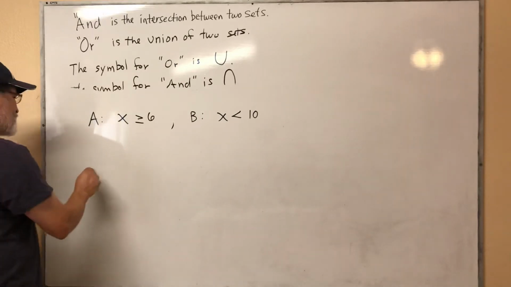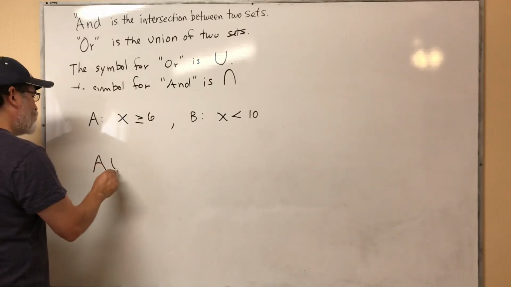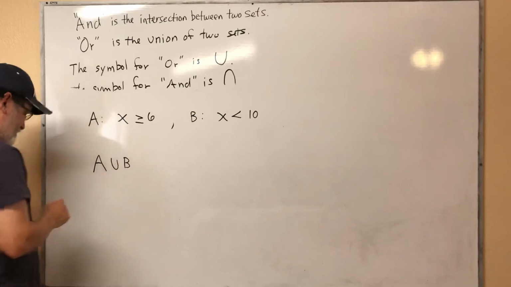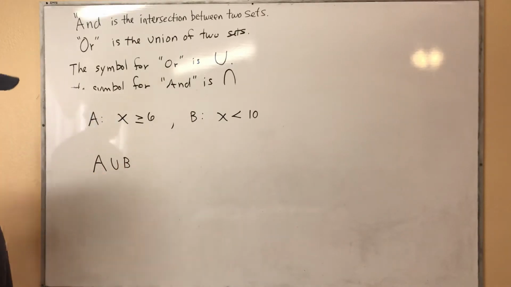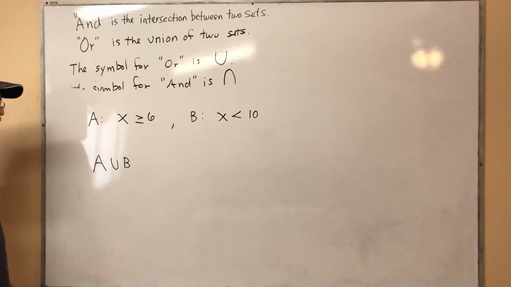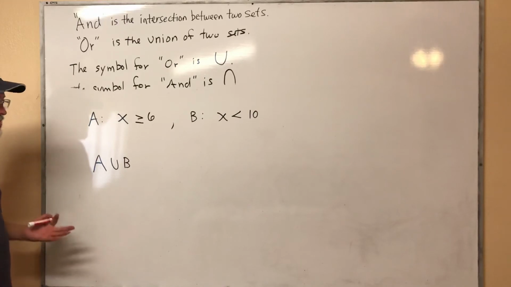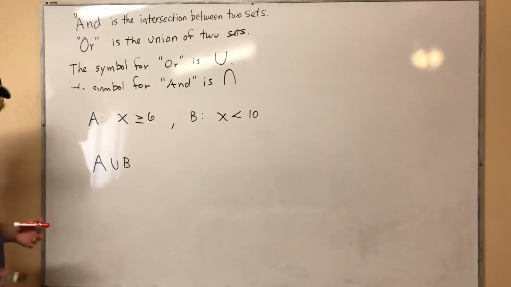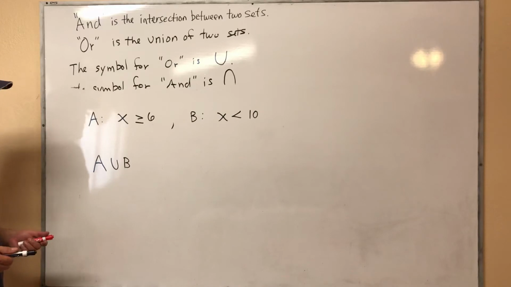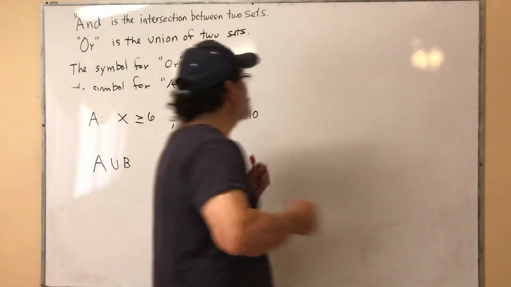Suppose I want A union B. Well, all you have to do is unite both sets. That's all you have to do. The best way to do this problem is the following. Watch this.